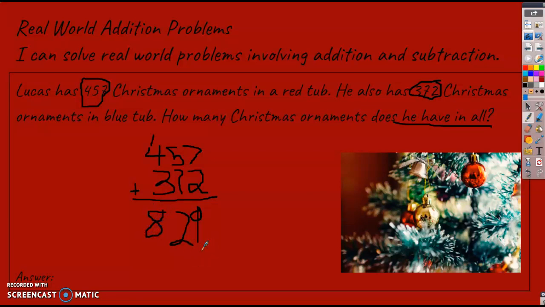A common mistake that I could possibly see is that I could forget to carry or regroup.